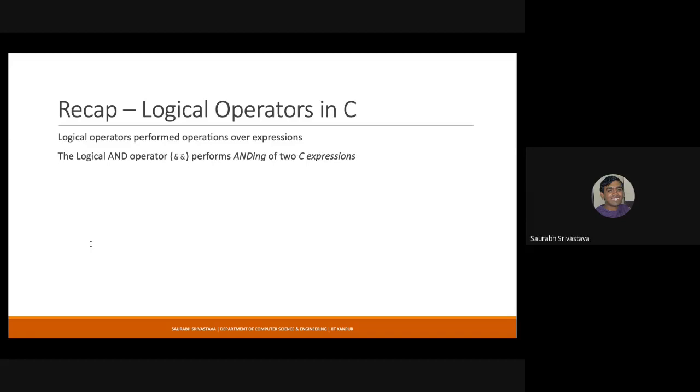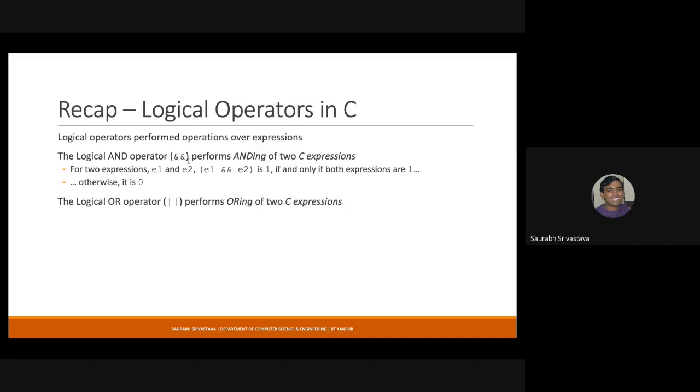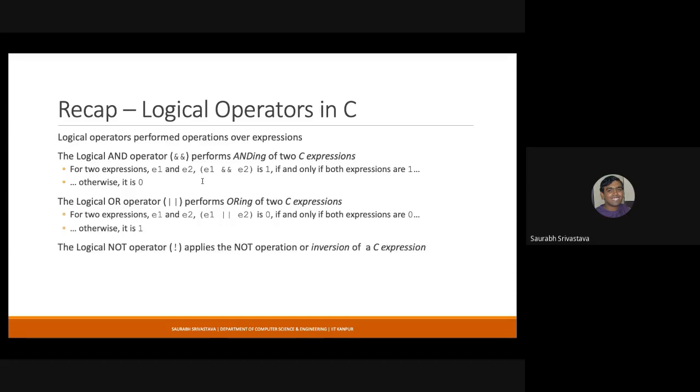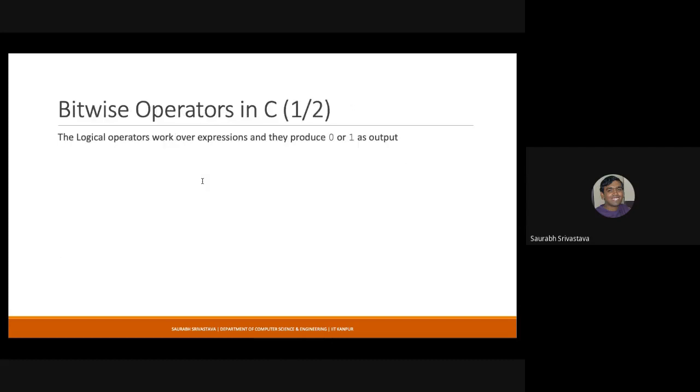These are logical operators in C, double ampersand and double pipe, whatever you call them. These are essentially logical operations. You perform them over expressions, and the output is either a one or a zero based on the actual anding or oring. Similarly, the not: if the output is zero, it becomes one. If it is one, it becomes zero.